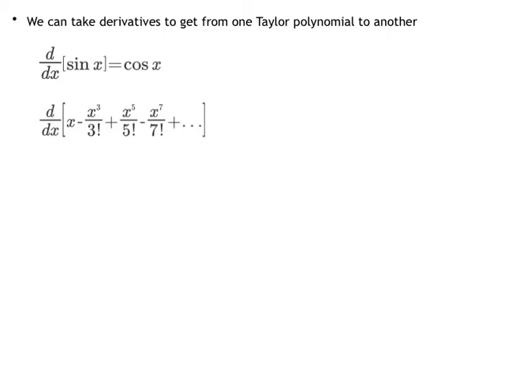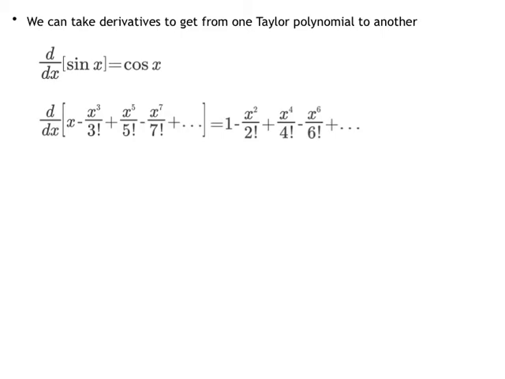But if I take the derivative of the polynomial or series that's emulating the sine curve, I'm going to get the polynomial or series that's emulating my cosine curve. It is important for you to know these two polynomials or two series. You need to have the series for sine and the series for cosine memorized for the AP exam.